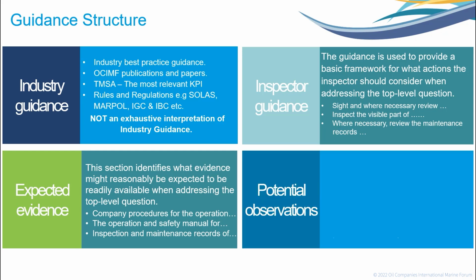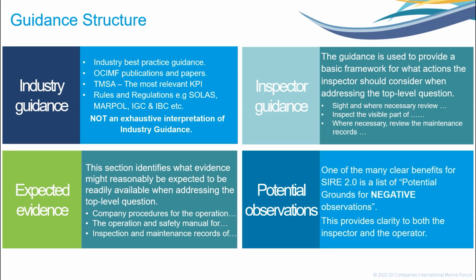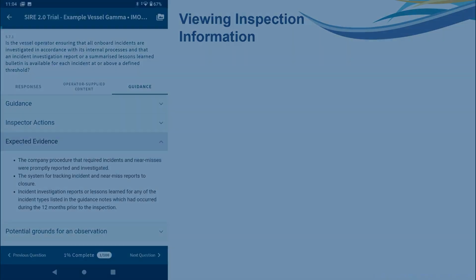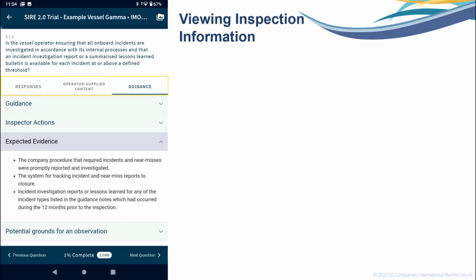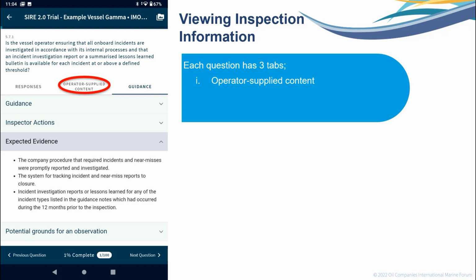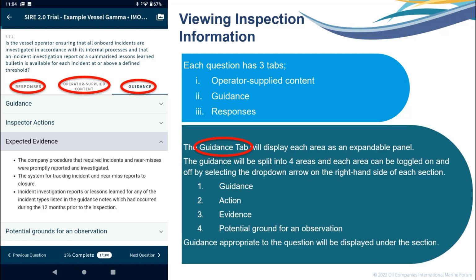Potential observations. This section provides a list of the circumstances in which the inspector may consider entering a negative observation. The list is not exhaustive, but is representative of the most likely grounds for a negative observation based on the associated question guidance. For every question, there are 3 tabs. 1. Operator-supplied content. 2. Guidance. And 3. Responses.